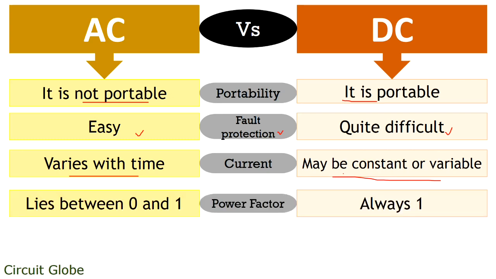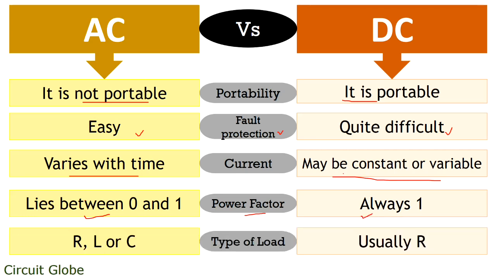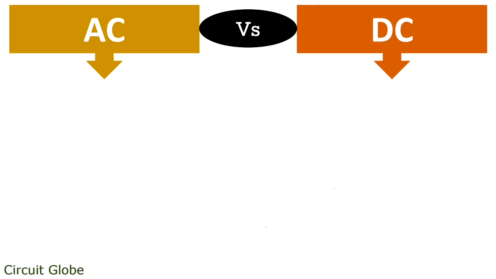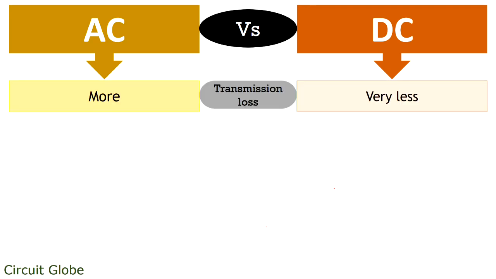Further, when we talk about power factor, which is given as the ratio of actual power absorbed by the load to the apparent power supplied to the circuit, for AC its value lies between 0 and 1, and in case of DC, its value is always 1. The next parameter of differentiation is type of load. An AC circuit can be connected to either resistive, inductive or capacitive load, but DC circuits are always connected to resistive loads.